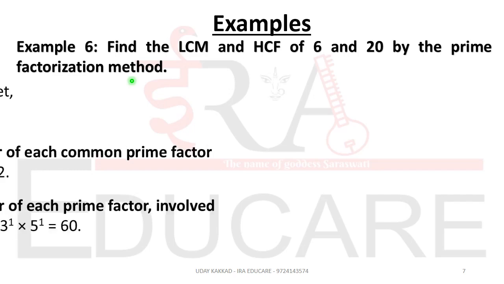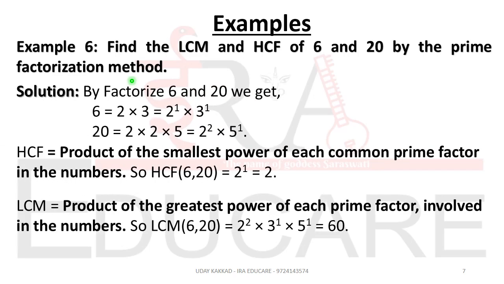Okay, so how do you start this method? First factorize 6 and 20. By factorizing 6, you get 2 times 3 is 6, so I can write 2 raised to 1 and 3 raised to 1. Further, 20: 2 twos are 4, 4 fives are 20, so I can write 2 raised to 2, and 5 raised to 1.